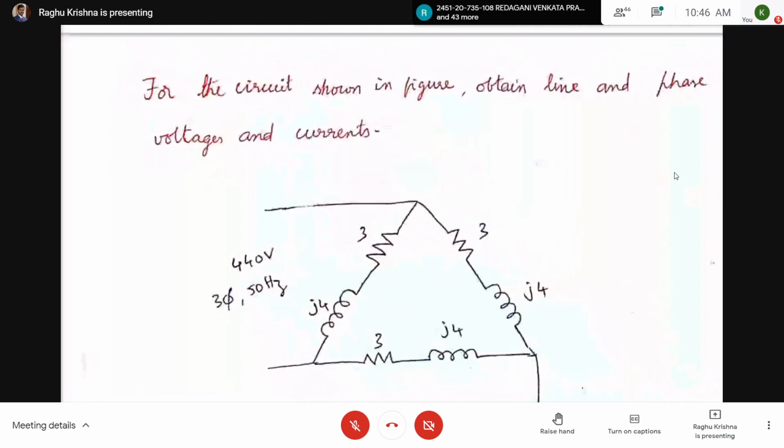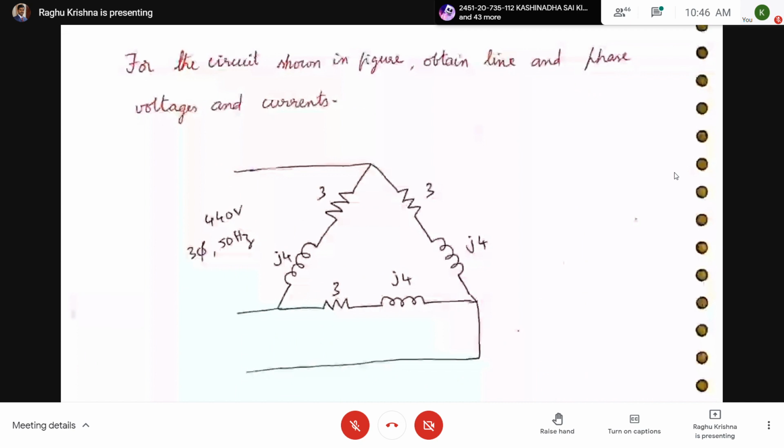So similarly, see the second question. All of you do this one. For the circuit shown in the figure, obtain line and phase voltages and currents. So you do it by yourself. First obtain the line and phase voltages and currents. Here the line voltage is already given as 440 volts. From that, the phase voltage is 440 by root 3. So you got the line and phase voltages.